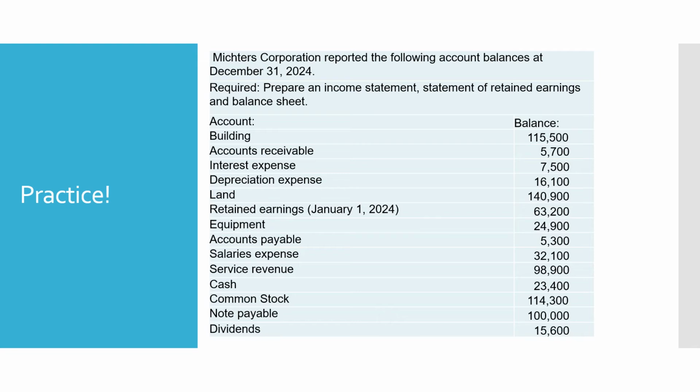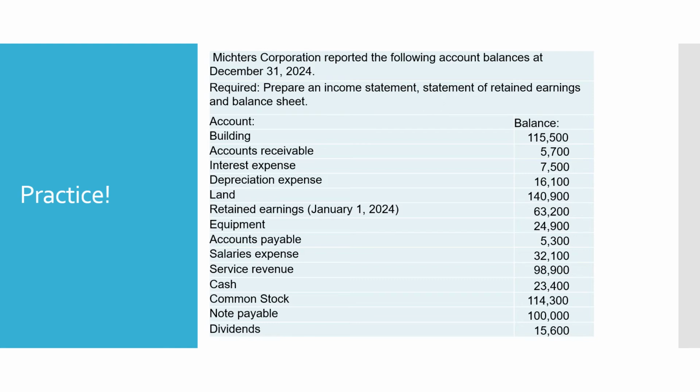Beginning retained earnings, net income, and dividends are reported on the statement of retained earnings, and then assets, liabilities, and equity, including the end of the period retained earnings, are reported on the balance sheet. Once you've done that, prepare the set of financial statements.